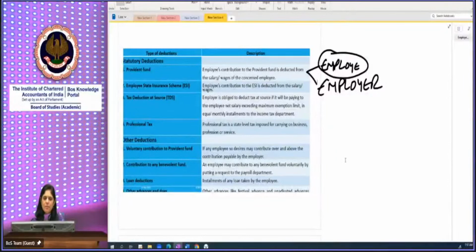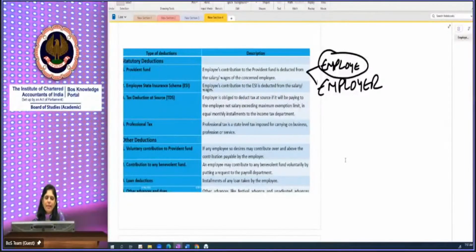Professional tax is also paid. In some states it is there, in some states it's not there. Professional tax is paid by the professionals who are working, like all the CAs, doctors and lawyers who are practicing. They pay professional tax, and it is given as a deduction also to them.